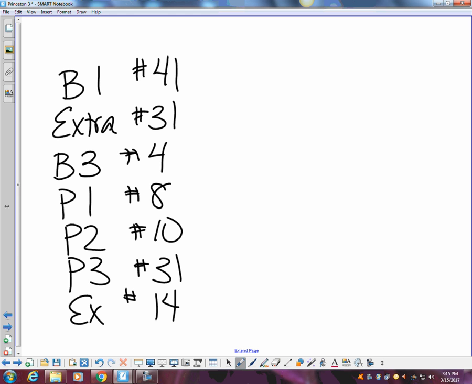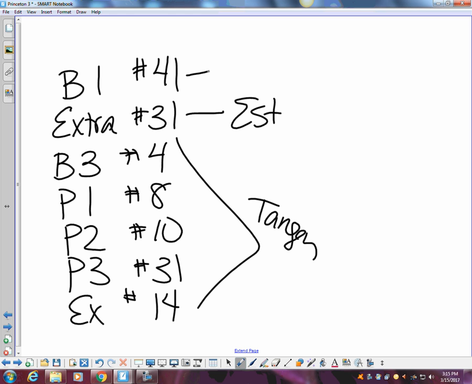This is tangent lines. This is your estimation. And there's your inverse. Y'all got it? Oh, I like the word tangent. That looks good. Hold on.